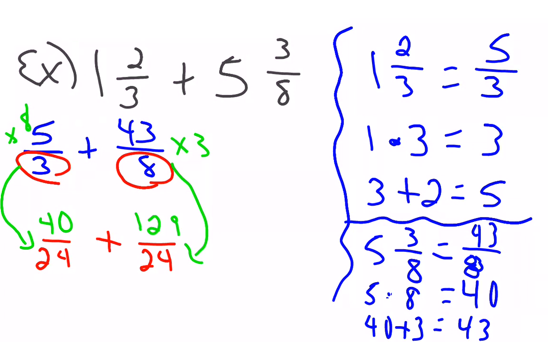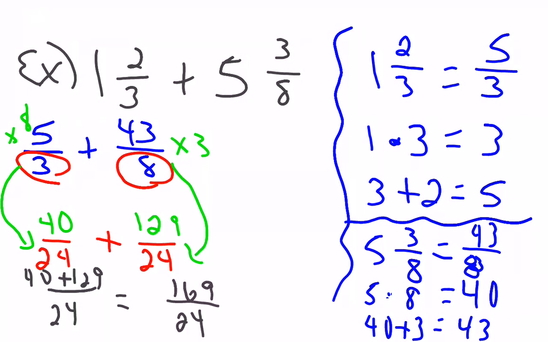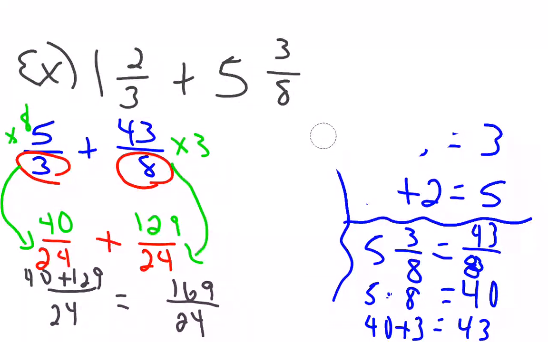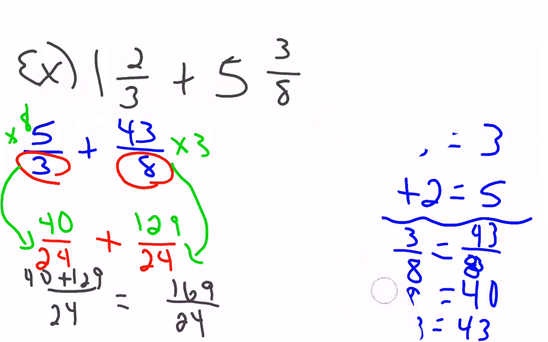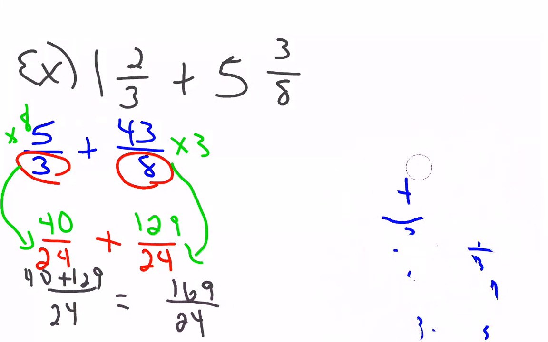And then last but not least, we keep the denominator and we add the numerators. So it's 40 plus 129 on the top. 40 plus 129 is 169 over 24. Now, in this case, because the original problem was a mixed number, we probably want to make this one into a mixed number. So let's look at how we do that.